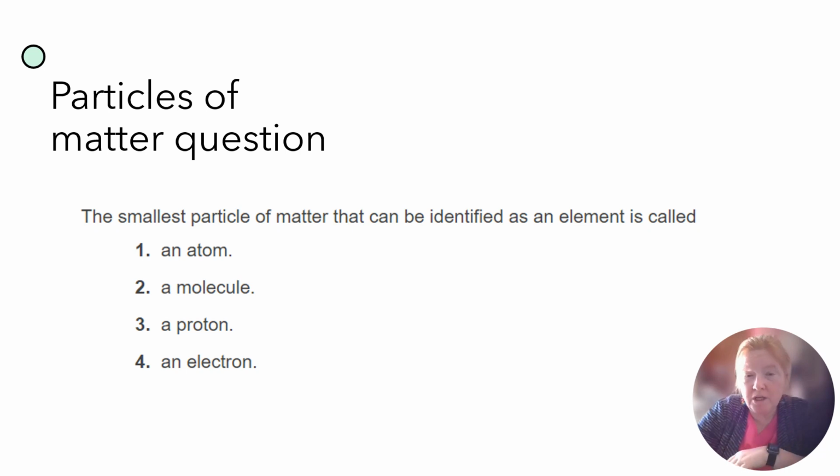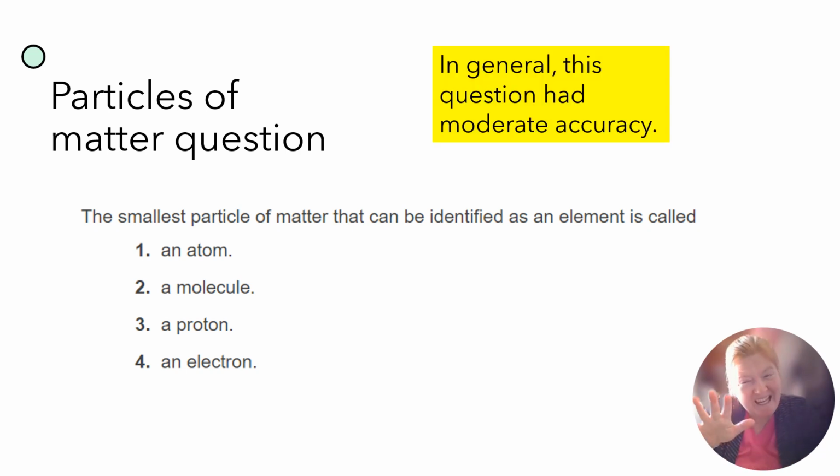All right, this question, in general, this had a little bit of moderate accuracy. So the smallest particle of matter that can be identified as an element is called. Okay, so that means I take a sample of copper, right, and I make it smaller and smaller and smaller. How small can I make it and still have copper? Okay, if I have a sample of oxygen and I make the sample smaller and smaller and smaller, how small can I make it and it's still oxygen? Okay, that answer is an atom.